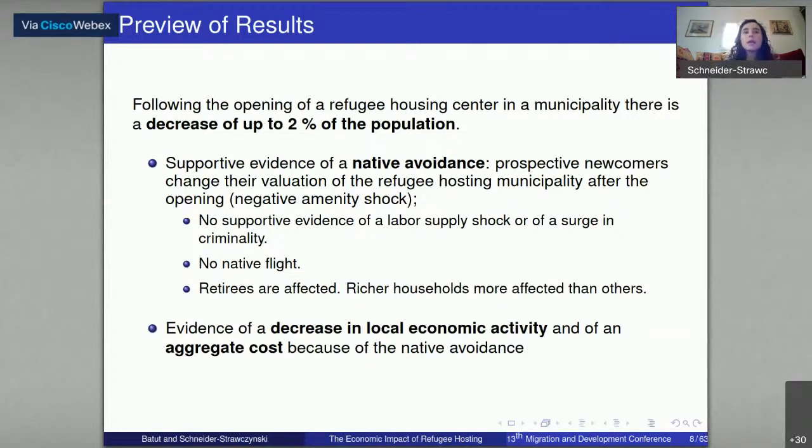And we will show that we find no supportive evidence of a labor supply shock or of a surge in criminality that could explain such change, such native avoidance. And after, I will show you that we find that there is indeed, because of this native avoidance phenomenon, a decrease in local economic activity and an aggregate cost to the society.